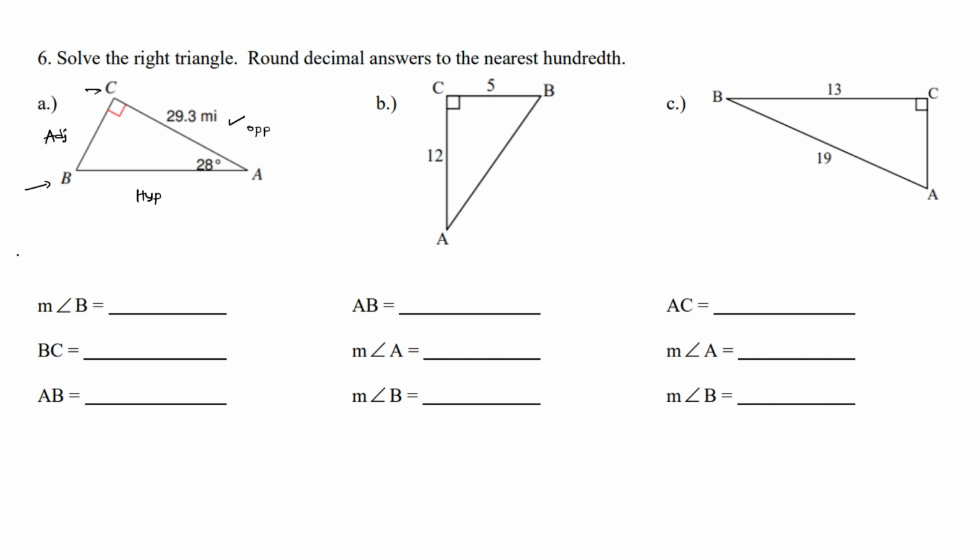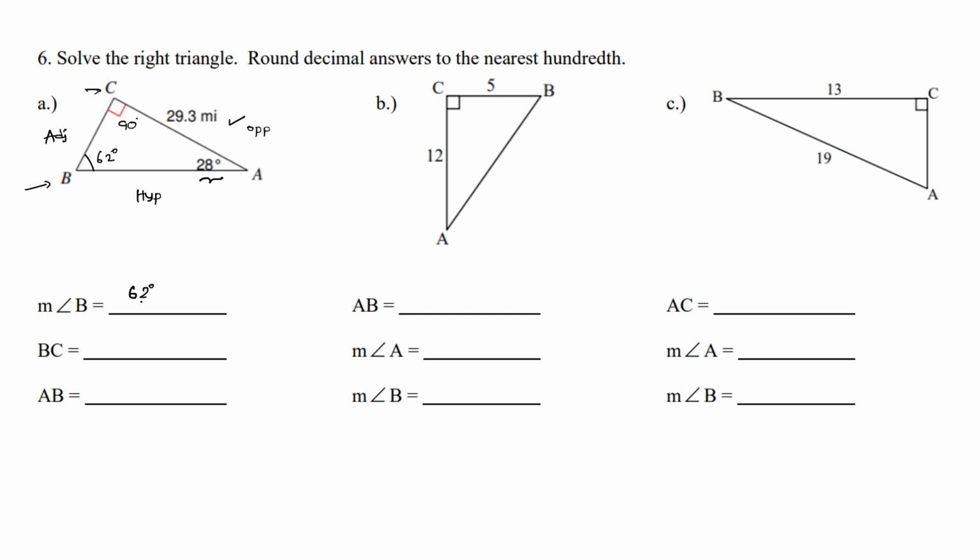Now since this is 28 degrees, this is 90, and we know that the sum of angles in a triangle should be 180. So if you subtract 90 and 28 from 180, you will get 62 degrees. So angle B will be 62 degrees.